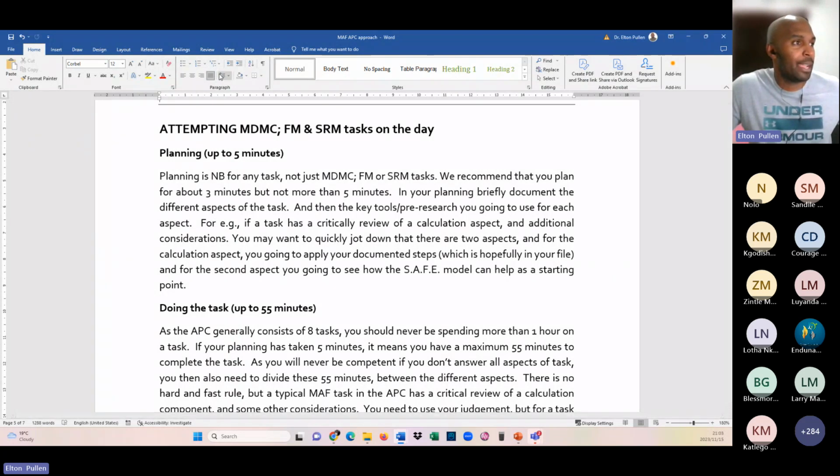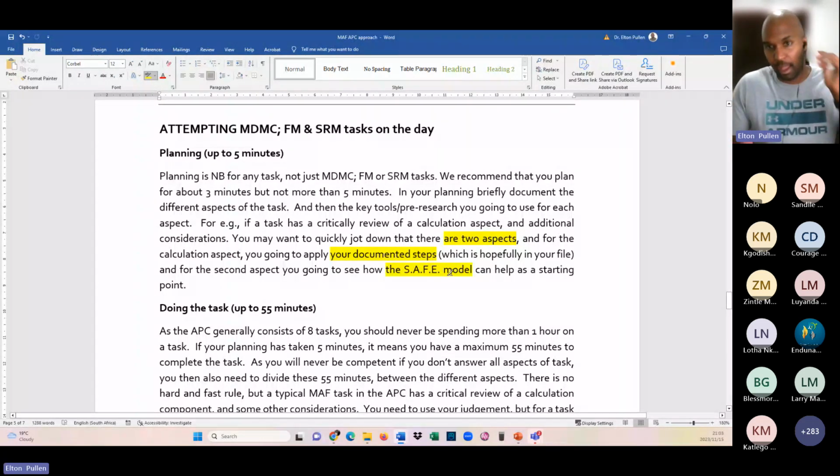So if a task maybe has a critical review of a calculation and additional considerations, in your planning, I would say, okay, Alton, just keep in mind there's 2 aspects. And then maybe for the first aspect, I have this document in my file that relates to the calculation, and I'm just going to remember those documented steps. And then for the second aspect, they're asking for qualitative consideration, so okay, Alton, just remember the SAFE model that I'm going to contextually apply. That's planning done. I've in a sense got an approach for the different aspects and how I plan to get to the crux of each aspect.